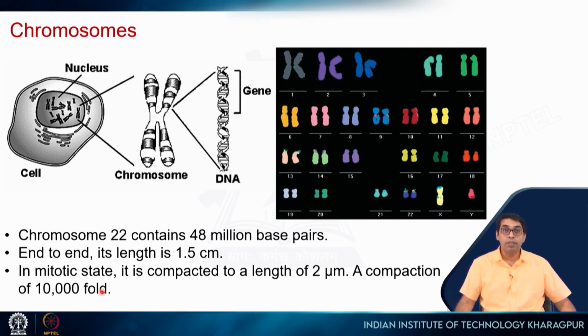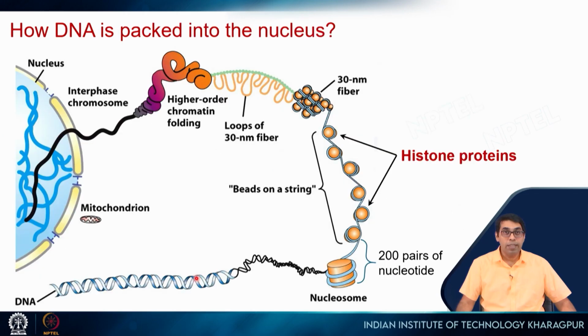How do cells achieve this huge amount of compaction? In the mitotic state, the compaction is the largest, but even if we consider interphase, there also the compaction will be 1000 fold that of this length, right. So, how is that achieved? That is achieved using the histone proteins.